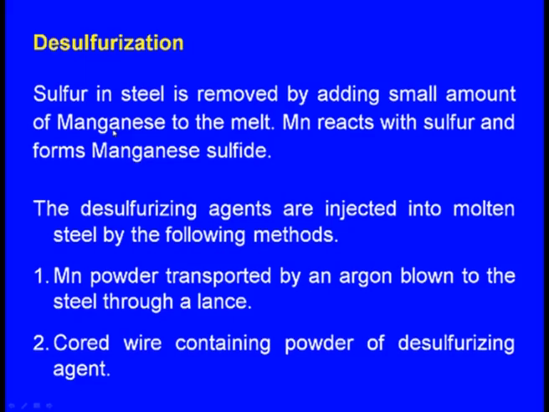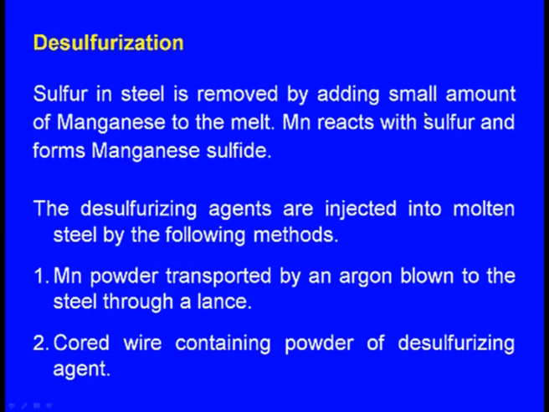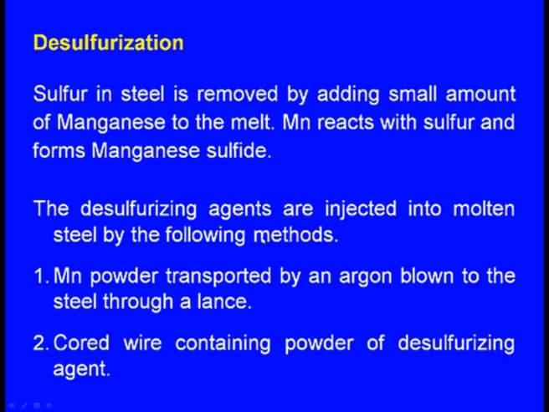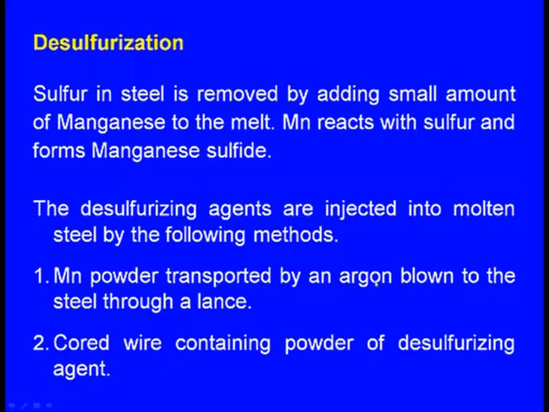Desulfurization means removal of excess sulfur from the liquid metal. Sulfur in steel is removed by adding a small amount of manganese to the melt. This manganese reacts with sulfur and forms manganese sulfide, and it comes out along with the slag. That is how the excess sulfur in the molten steel is reduced. The desulfurizing agents are injected into the molten steel by the following methods. Manganese powder, transported by argon gas, is blown into the steel through a lance. Lance means a long pipe.